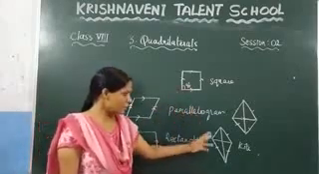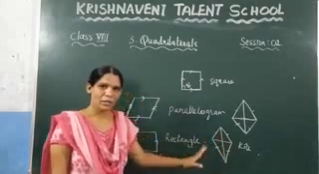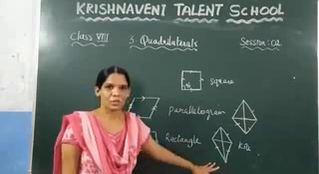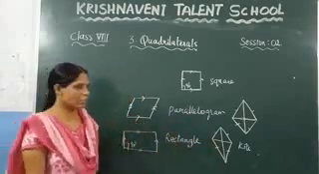And what is the kite? Here the adjacent sides are equal, but what is the condition here? Here no angle is equal to 90 degrees. This is about the types of the quadrilateral.